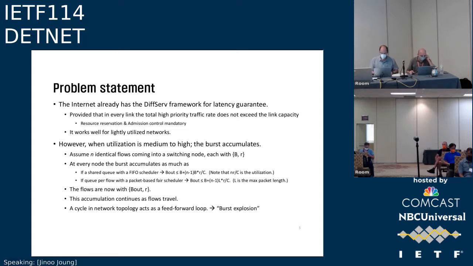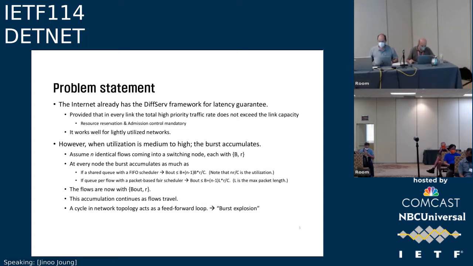Or to be precise, every flow has to be serviced by a rate greater than its input rate. So the link capacity has to be such that every flow has a guaranteed rate that is higher than the average rate. So the resource reservation and the admission controls are mandatory. So these are out of scope of this draft.